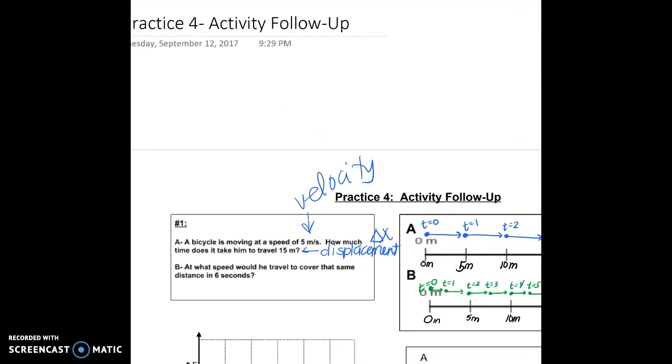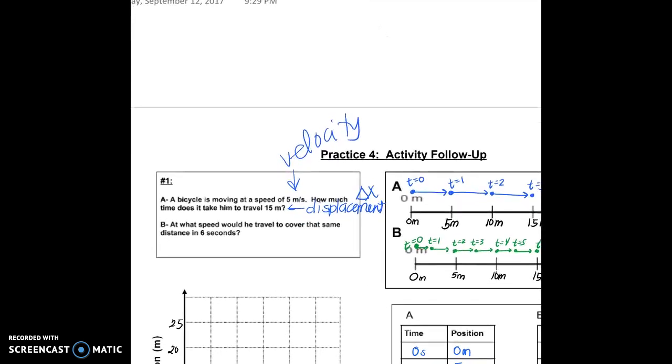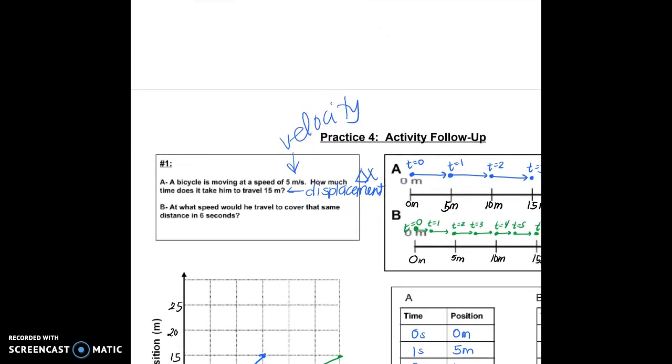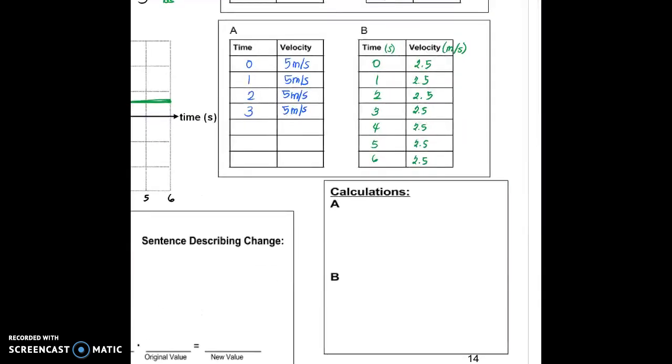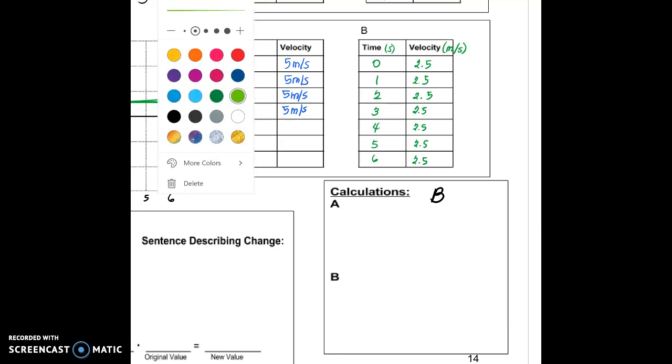So we have a bicycle moving at a speed of 5 meters per second. How much time does it take him to travel 15 meters? So we have our A situation, and then we'll have our B information here.